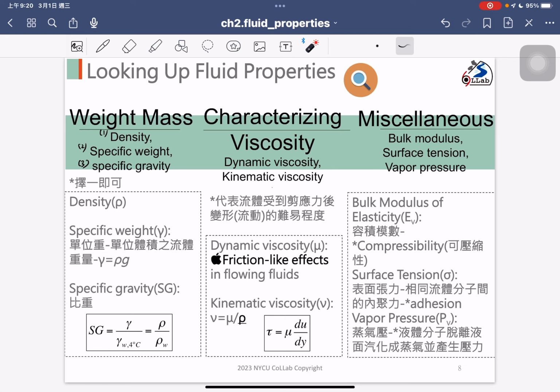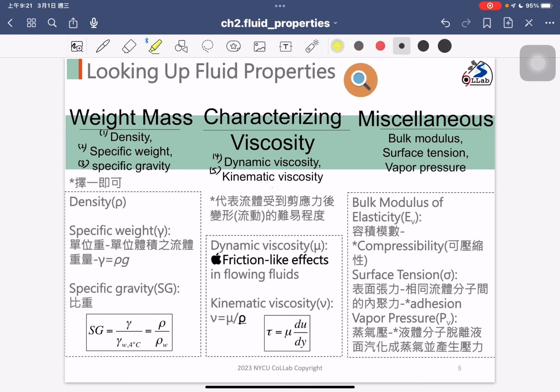And then the second topic is the viscosity. We have two types of viscosity: the dynamic and the kinematic. So until now, we have five fluid properties shown here, including two topics. The first one is the weight mass, and the second one is the viscosity. Okay, and you can see the difference between the dynamic and the kinematic viscosity.